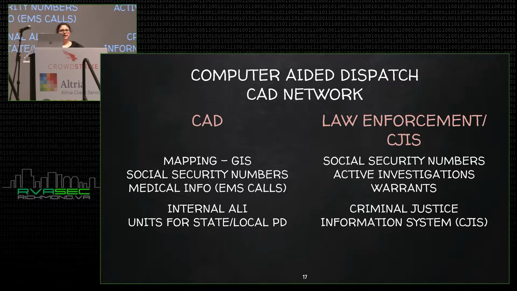So the RMS side, or the law enforcement, and the criminal justice information side, that's NCIC, VESIN, DMV, so having access into that is an even bigger issue because the FBI would handle it at that point. RMS has active investigations, warrants, and social security numbers, personal information, police reports, domestic abuse situations, that's all in RMS.